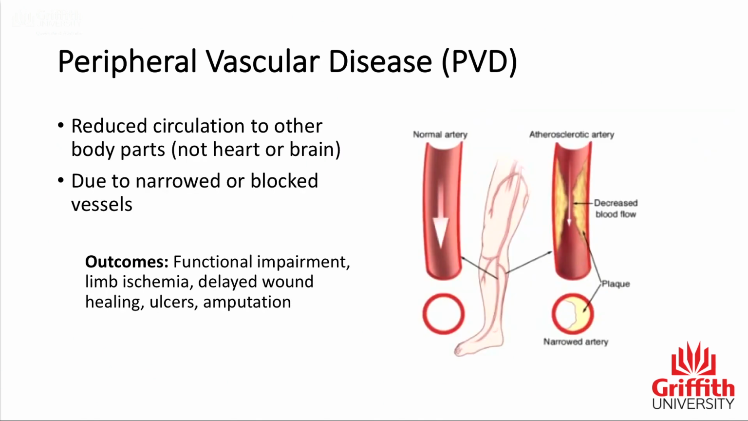Peripheral vascular disease is quite similar, except it's just looking at the blood vessels in the extremities. It reduces the circulation to body parts, so your arms and your legs, and this is again due to plaque buildup, narrowing the blood vessel. The outcomes of having PVD could be functional impairment, you could have limb ischemia, perhaps delayed wound healing, which we see a lot in diabetic patients, ulcers, or even, worst case scenario, if the blood vessels become occluded, it could turn into amputation and the individual will have to get their limb removed.